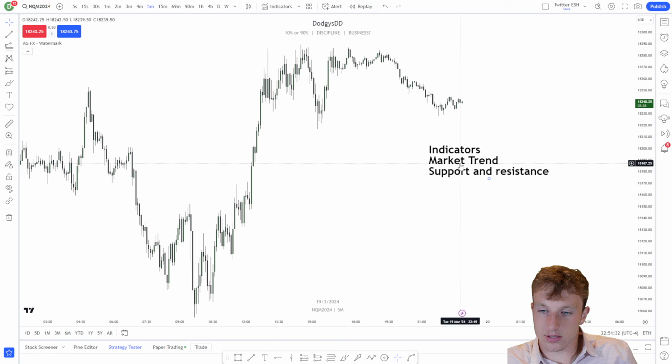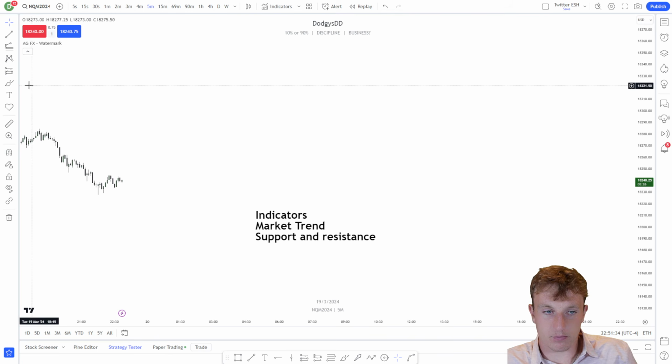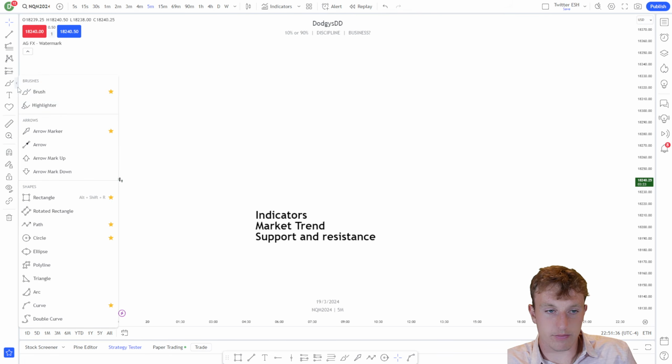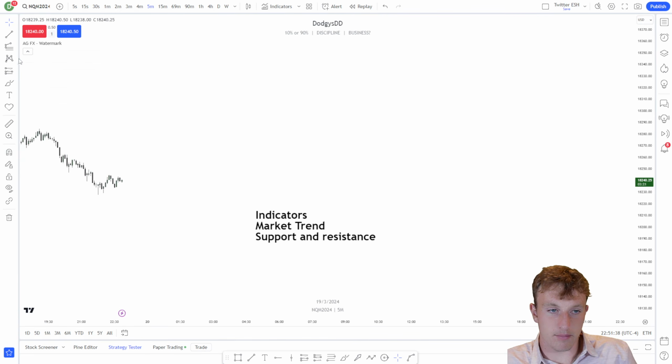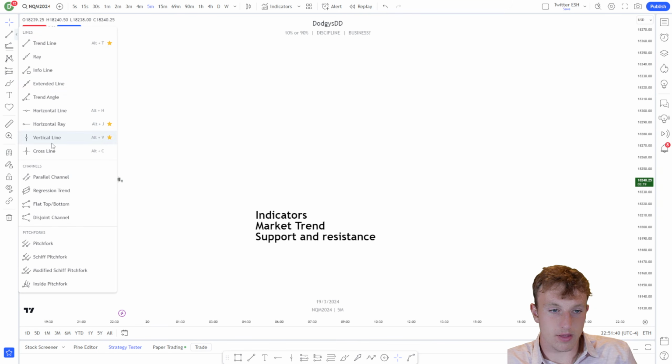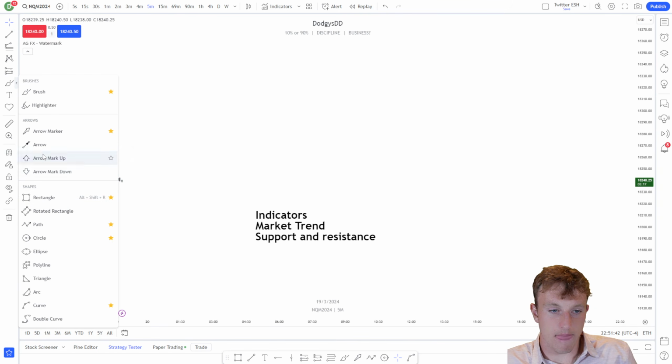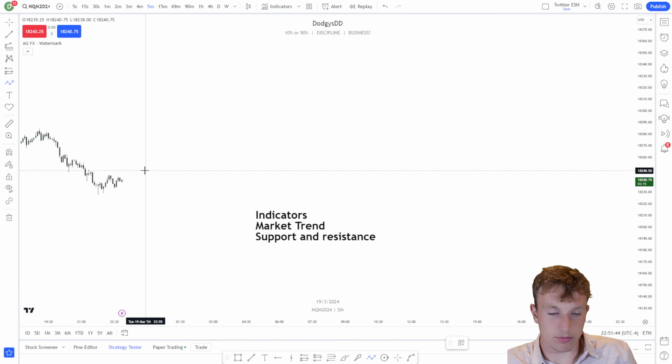And then the third is just simple market trend. So again, we understand from the market structure video that, again, we're in an uptrend versus when we're in a downtrend.